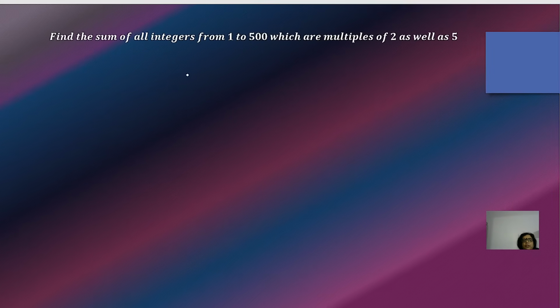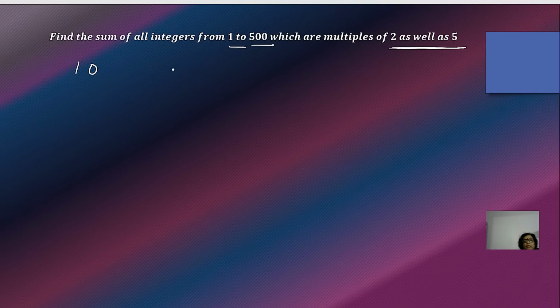The next question is, find the sum of all integers from 1 to 500 which are multiples of 2 as well as 5. Here the words are 2 as well as 5. That means we have to take only those multiples which are multiples of 2 as well as 5 simultaneously. And from 1 to 500.